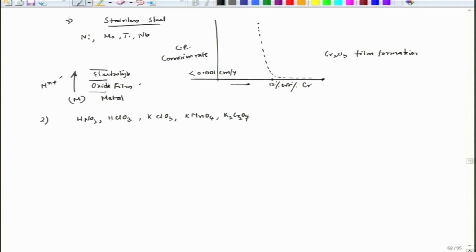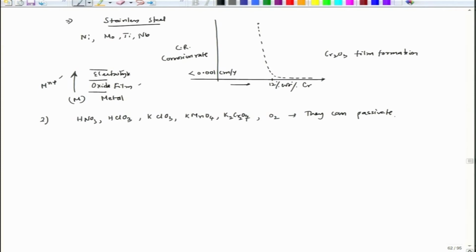So, these are the even oxygen, they can passivate easily. Now, oxygen gas passivation is nothing but if it reacts with the metal and forms an oxide layer, and that would lead to a passivation.